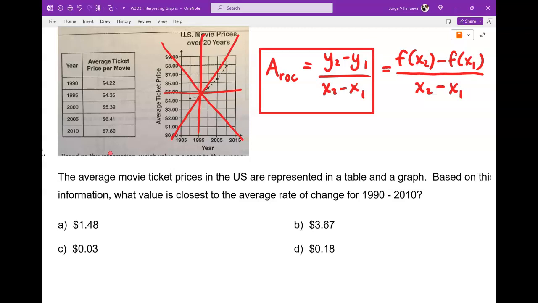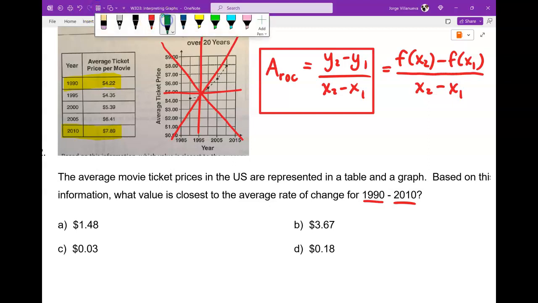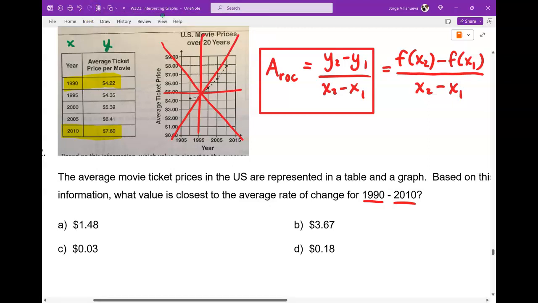Okay, so they gave us two dates. So I'm going to focus on this information and this information. Okay, there's my x and my y. This is my x value, this is my y value. So they just want me to find the slope using those two dates. 1990 and 2010. All right, those are my x values. The y values are $4.22, $7.89. So all I have to do is find the slope using those 2 points.